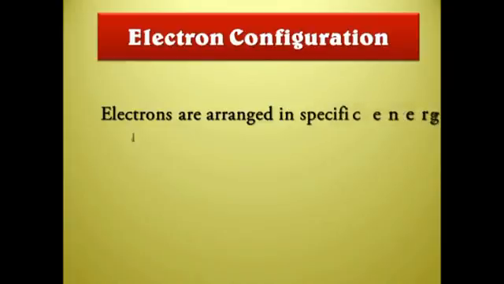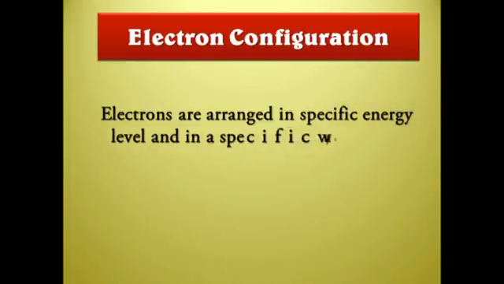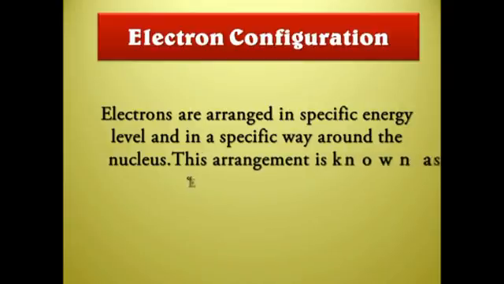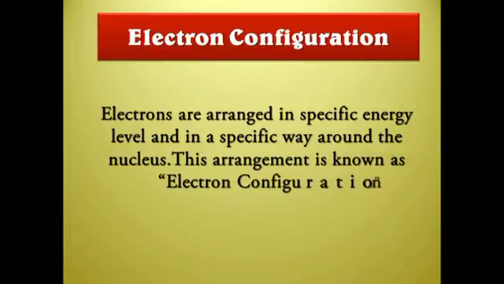Now, electron configuration. What is the electron configuration in any atom? Electrons are arranged in specific energy levels and in a specific way around the nucleus. This arrangement is known as electron configuration.